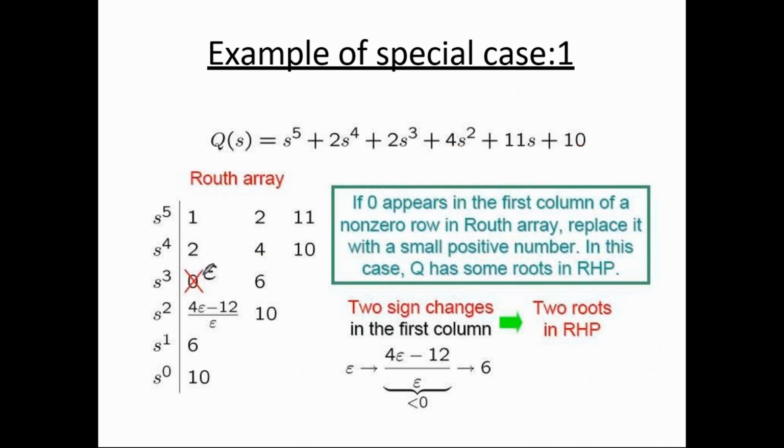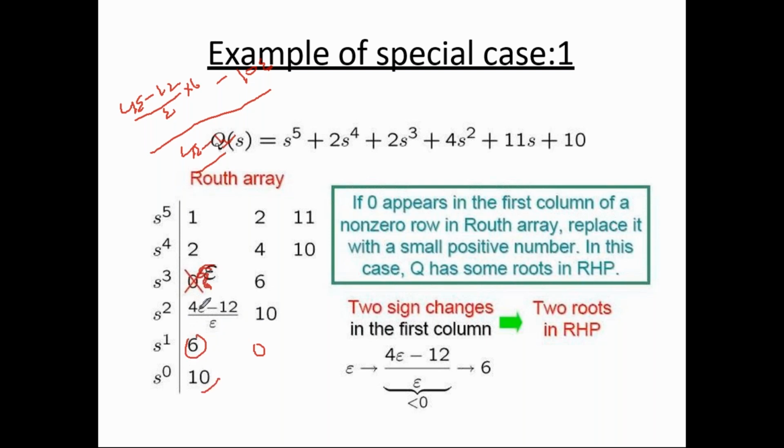So first, if we put epsilon here, 4 epsilon minus 12 divided by epsilon, and 6 into 10 divided by 6, so you will get 10. Okay. Next, this one: 4 epsilon minus 12 divided by epsilon into 6 minus 10 epsilon divided by 4 epsilon minus 12 divided by epsilon. If you simplify all these things you will get 6 here and here 0. 6 into 10 minus 0 divided by 6, you will get 10.